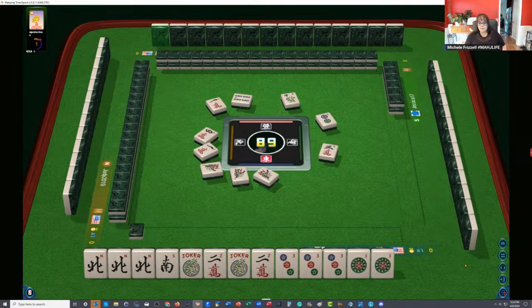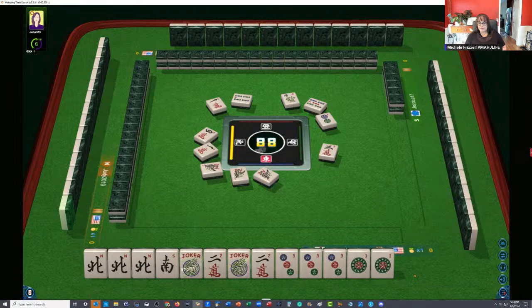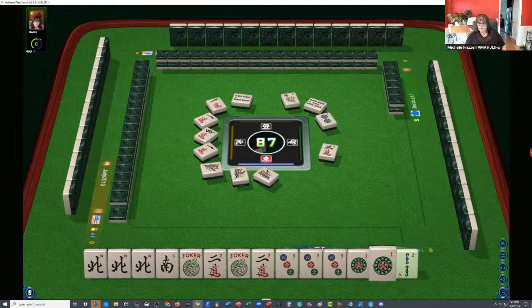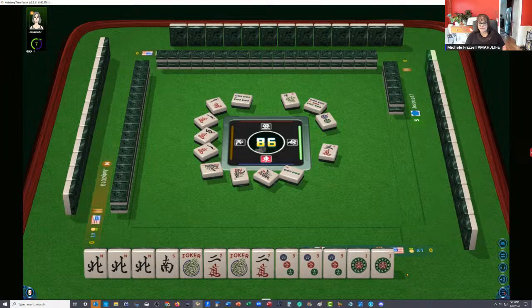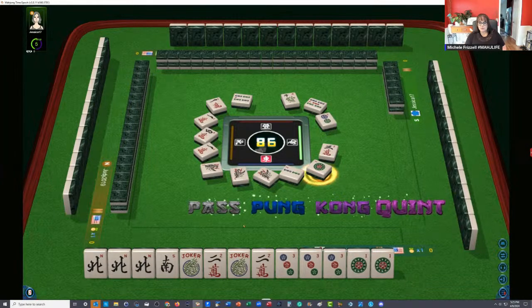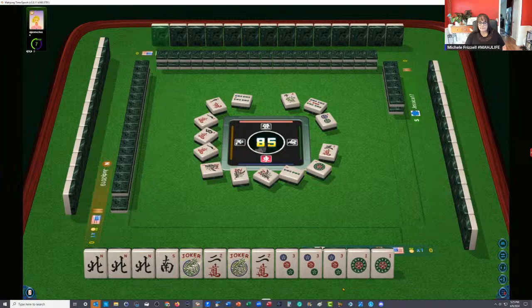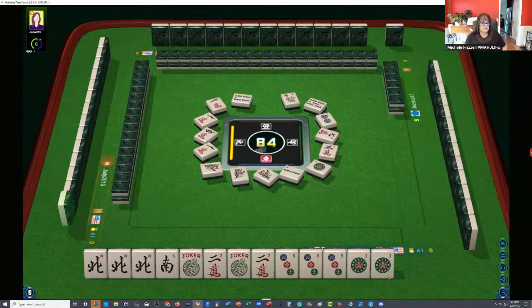Now, let's see here. 5 bamboos. We'll just see how we do. We could still maybe play the quint because we're concealed at the moment. 1 character. We don't need a 2. 2 bamboos. 1 dot. Oh, we're good there. We need to Kong the 2 and the 3. Pung the south. 9 characters. All right, we'll see what happens.